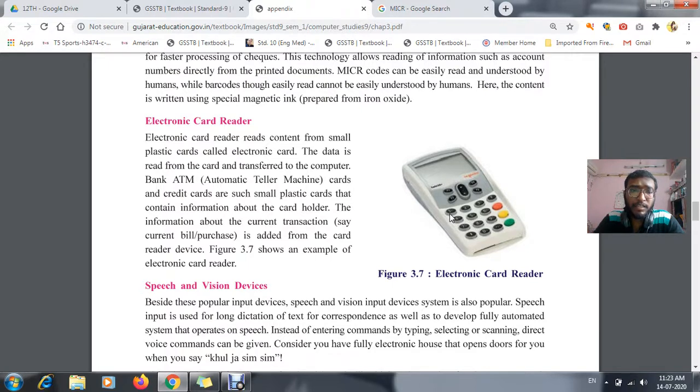It is just like your ATM machine, and the full form of ATM is automatic teller machine. Just for your knowledge, I am saying the full form of ATM because many students write it as anytime machine. Actually, that is not the full form. The actual full form of ATM is automatic teller machine. Okay, these are your scanning devices.